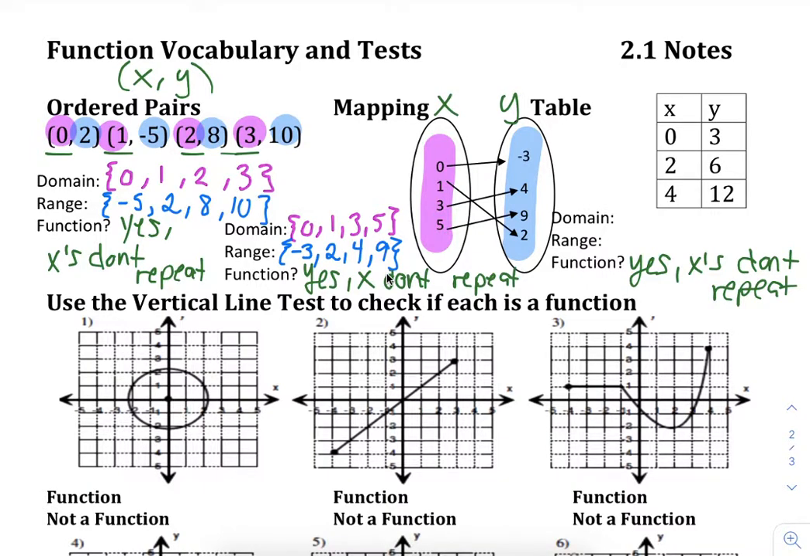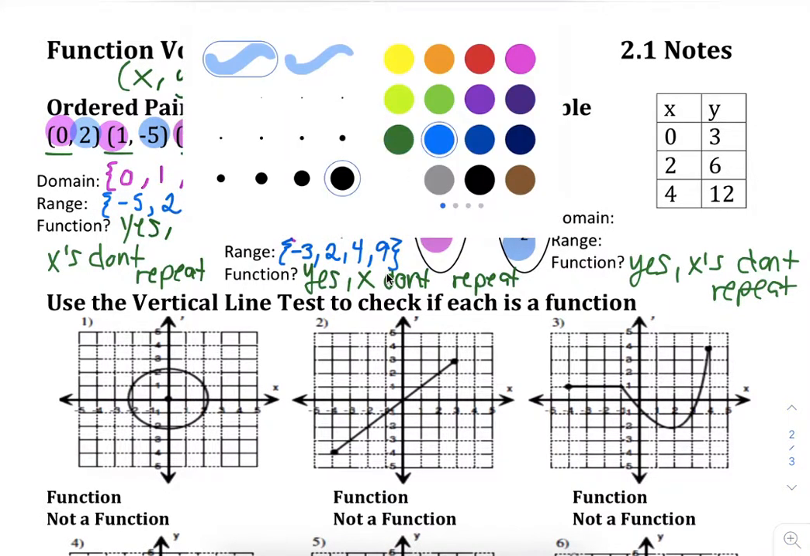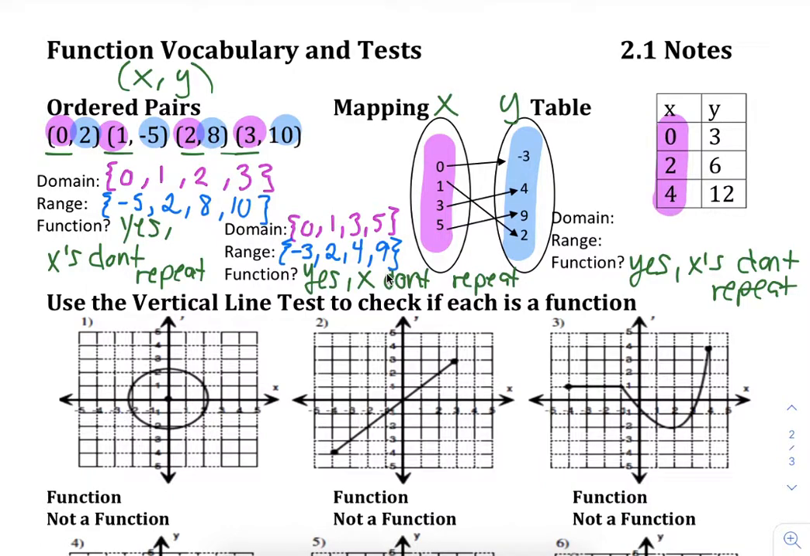Perfect. Last one of these. So x's and y's. The x's are my domain. The y's are my range, so my x's are going to go first. Listing least to greatest, they're already in order: 0, 2, and 4. I'm putting commas in between those guys.